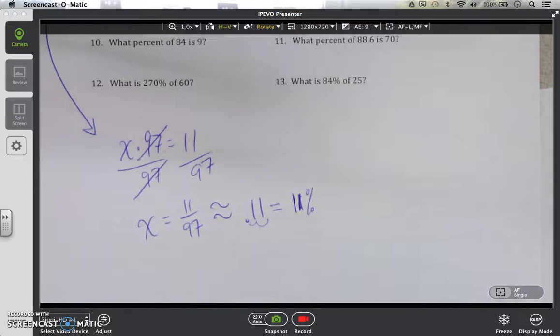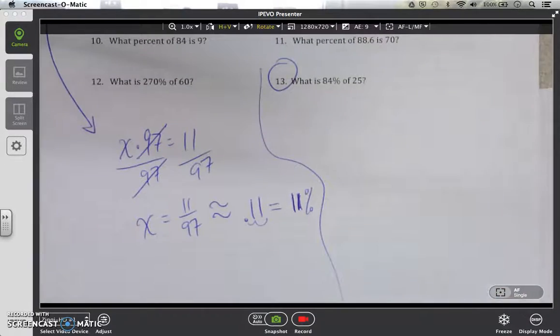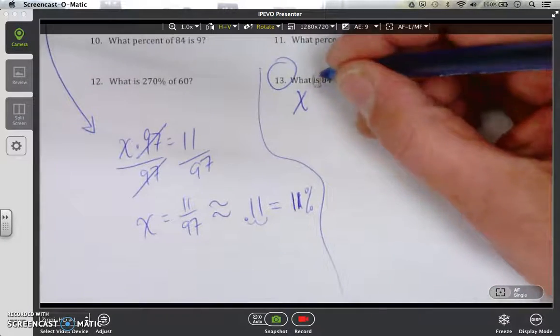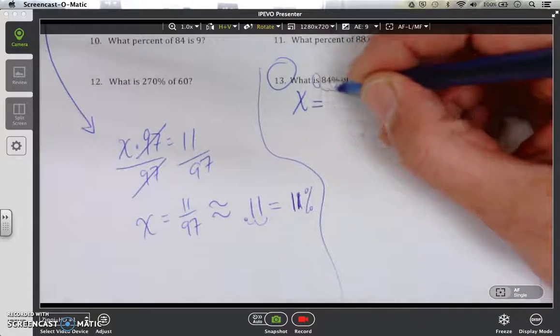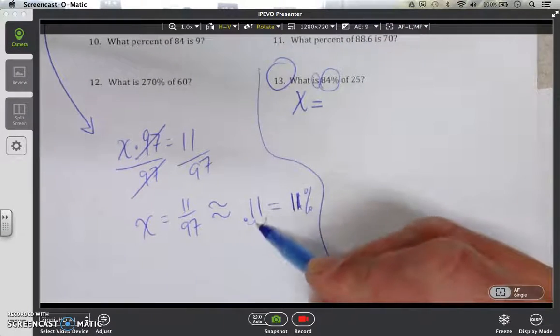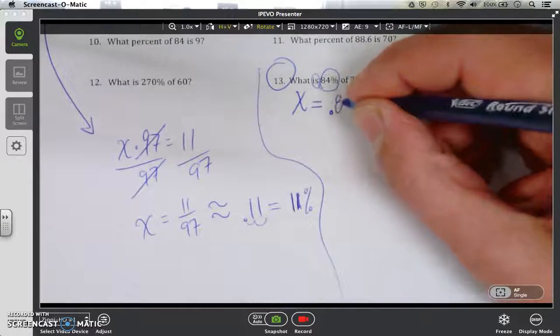Okay. Let's go. They're all pretty much the same, but sometimes the order is a little bit different. So, for example, let's take a look at number 13. What, that's X, is means equals 84%. Now, here's where you've got to be careful. As a percent, it looks like this. As a decimal, it looks like this. So 84% looks like 0.84.